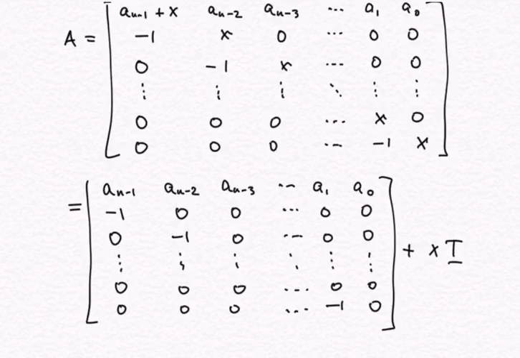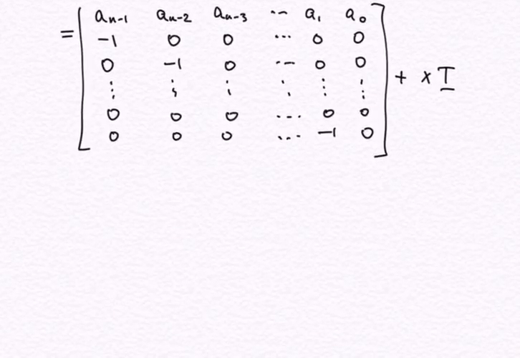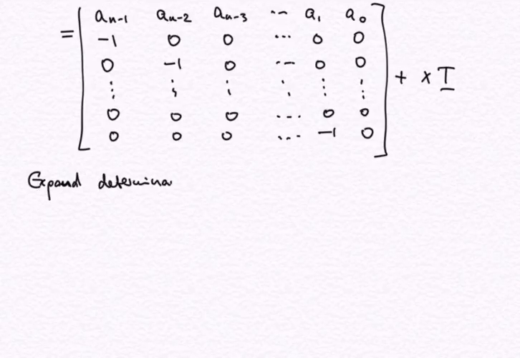But of course it has a very sparse structure. There are lots of zeros in here, and that's going to help us evaluating the determinant. So it's not going to be as much of a nightmare as it may look at offhand. So we expand the determinant along the first row.